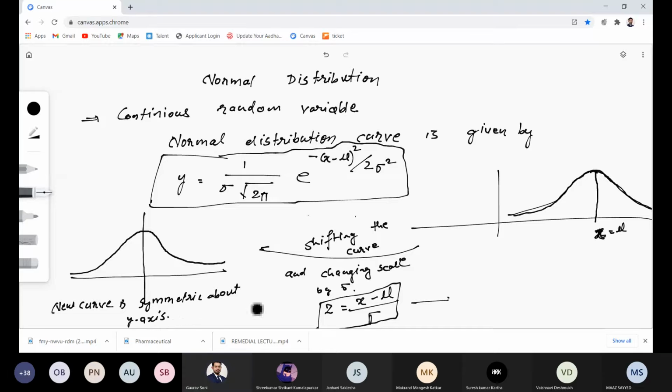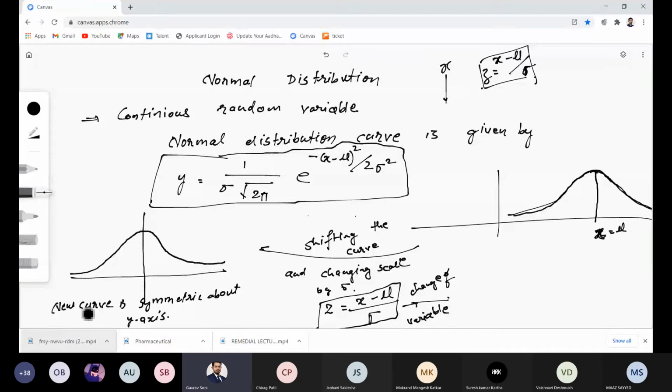Sir, in the place of x, we will substitute z, right? In the main equation. Like in the earlier example, whatever values of x I have, from that value I will subtract mu and then divide by sigma. So I will get a new variable, which is z. Yes, sir. So this is the change of variable that we have been observing, right? From the first example of statistics, change of variable.